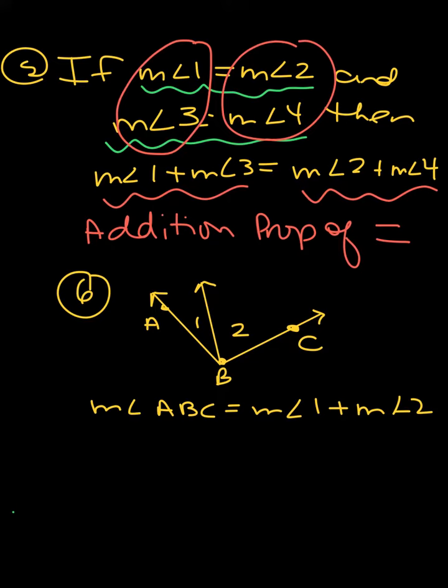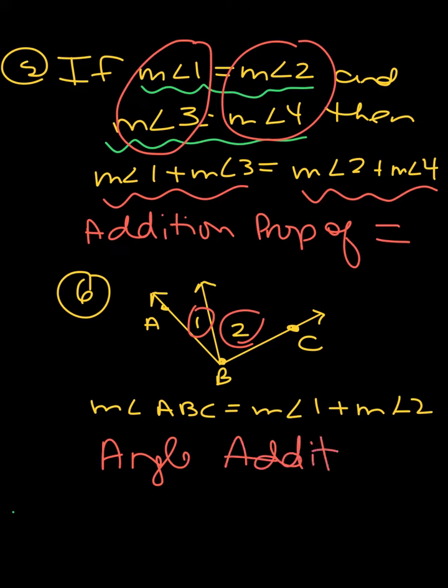Now that's different from angle addition postulate. If we look at number 6, I have the measure of angle 1 plus the measure of angle 2 is equal to my bigger angle, the measure of angle ABC. That's angle addition postulate. That is two small angles equal a big angle, as opposed to what I did in number 5 when we had two equality statements, and to keep those statements balanced, we added one piece from each side equal to another piece from each side.